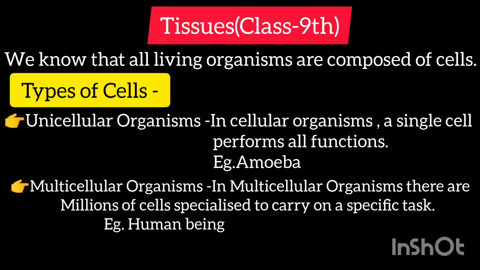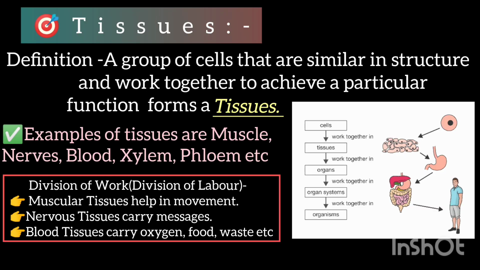Example: human being. What is tissue? A group of cells that are similar in structure and work together to achieve a particular function form a tissue. Examples of tissues are muscles, nerves, blood, xylem, phloem, etc. So cells work together to form tissue. Similarly, tissues work together in organs, and organs together in organ systems and organism.